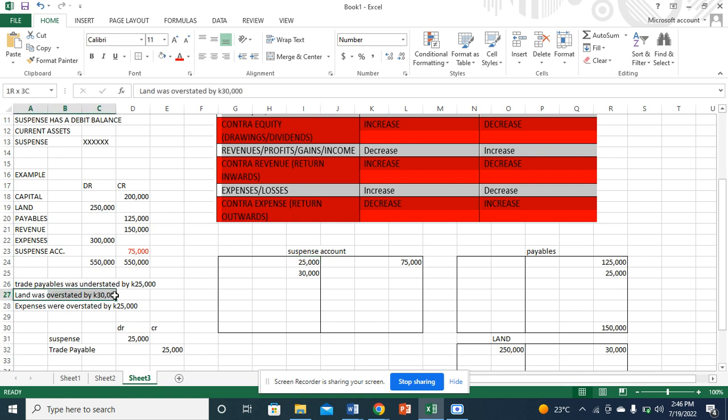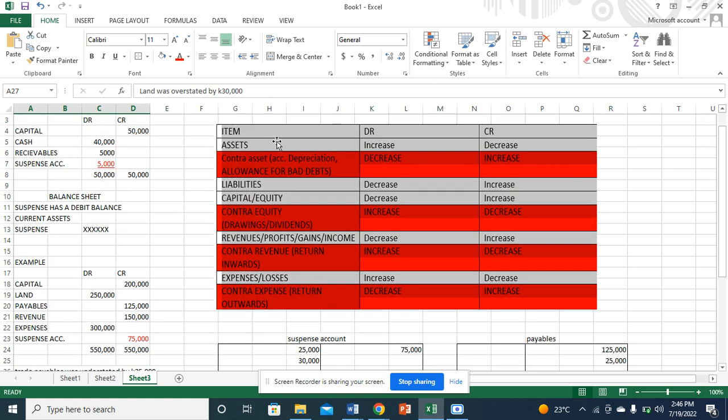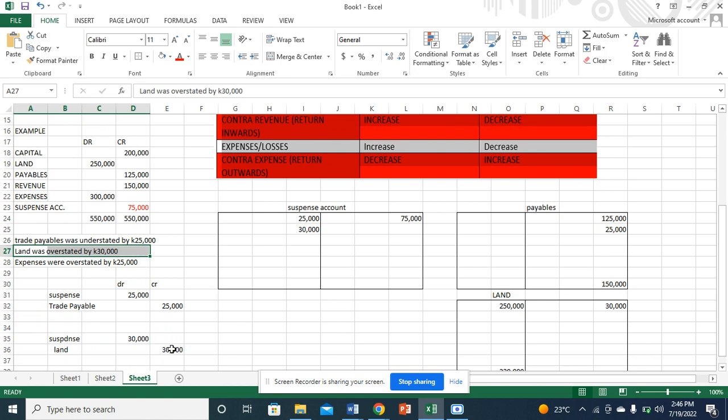The next error was that land was overstated by 30,000, meaning the amount put on the land account was high by 30,000. So we need to reduce this amount. You come to this table, land is an asset. In order to reduce the amount, you need to credit, because a credit represents a decrease in an asset, right? So you are going to credit land 30,000, then you debit the suspense account 30,000.